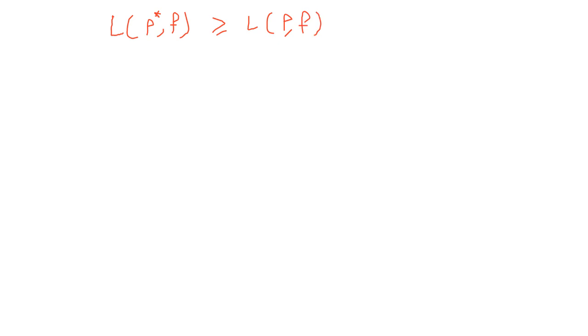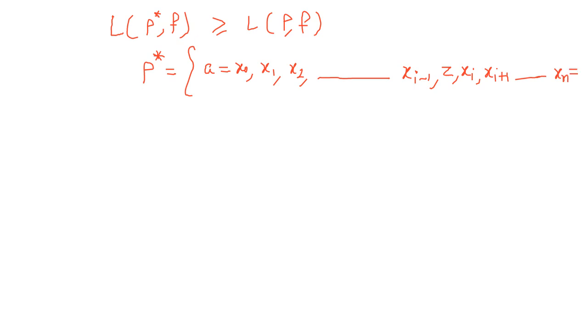So what we have done: there is a P star, that is a equal to x0, x1, x2, so on, x(i-1), z, xi, x(i+1), so on xn equal to b. This was our P star and this is one additional point.